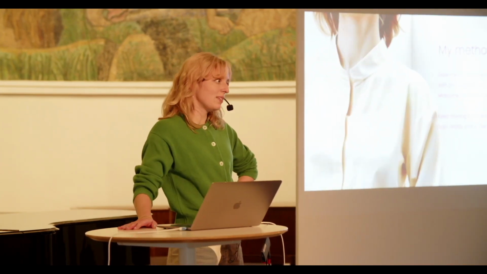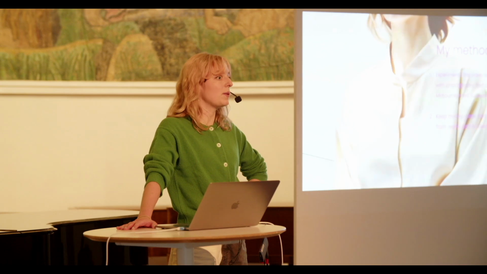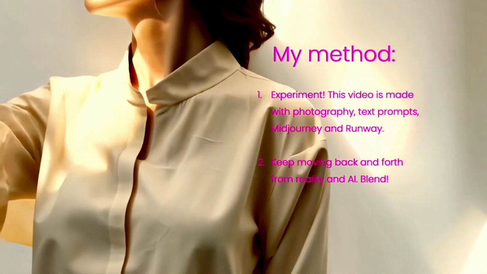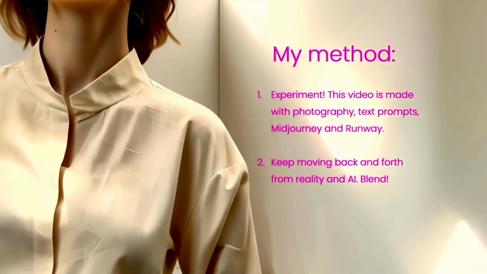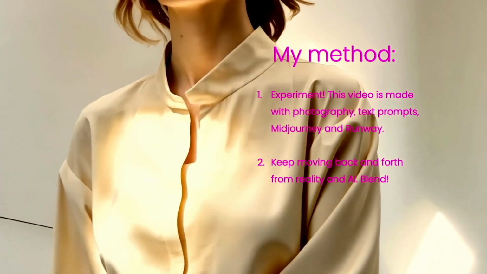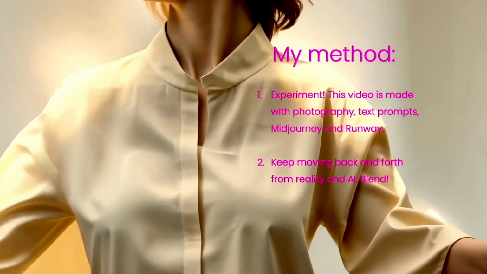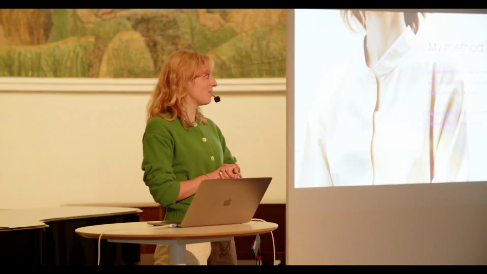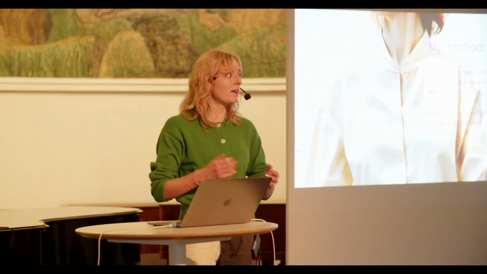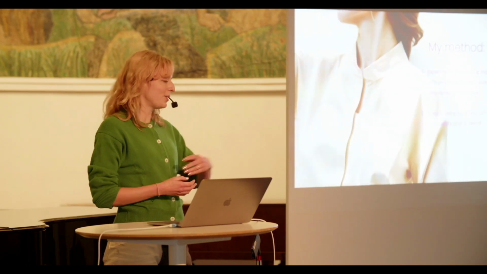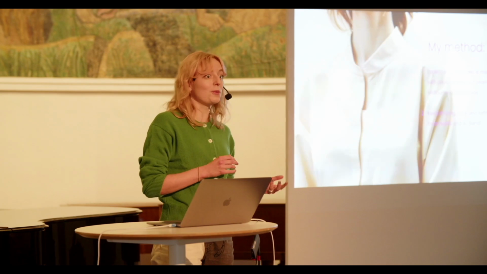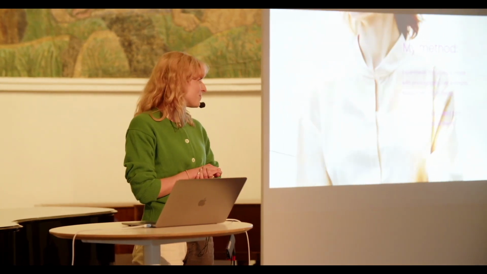So my method is first and foremost to experiment a lot. This film, for example, was made in many, many steps. It's part photography, so it's based on a photo of me, or actually several photos, and it's based on several images that I prompted and then blended. And it's text, so I'm trying to describe lighting and the atmosphere. And then I put it in Runway to create this little movement. So there's a constant play with different tools to be able to make something like this.